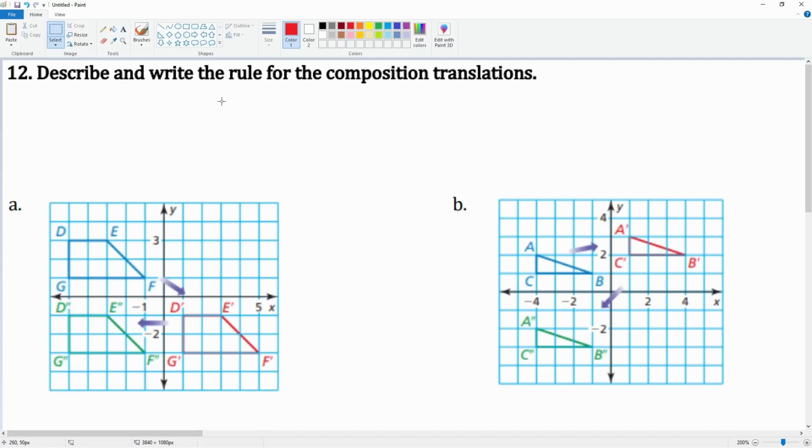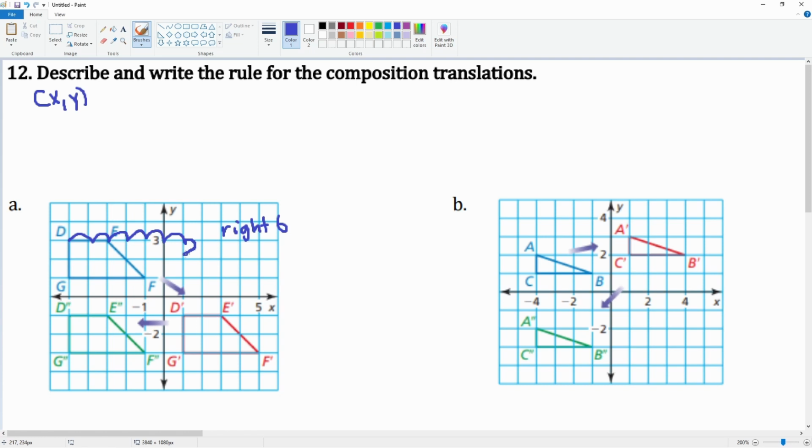So if you're going to describe and write the rule for the composite translation, so these are all translations, okay? All right, we'll start at the original point, and I'm just going to color code it based on the image here. So you have the point D, right? So I'm just going to label it as X comma Y. That will undergo translation. So let's go 1, 2, 3, 4, 5, 6. So it went right 6.